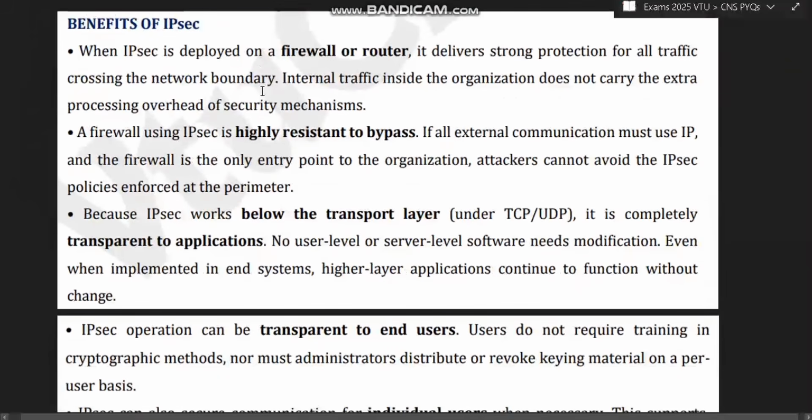Okay, what are the benefits of IP security? When IP security is deployed on a firewall or router, it delivers strong protection for all traffic crossing the network boundary. Internal traffic inside the organization does not carry the extra processing overhead of the security mechanisms. A firewall using IP security is highly resistant to bypass, meaning it becomes even more secure. Because IP security works below the transport layer, it is completely transparent to applications. No user level or server level software needs modification. It can be directly inserted and used.